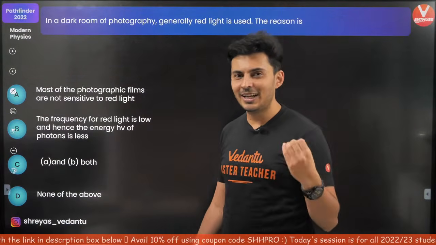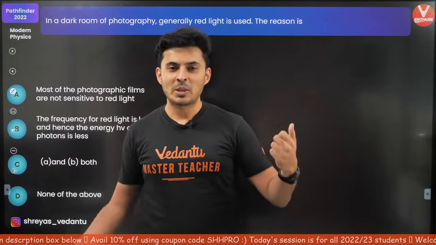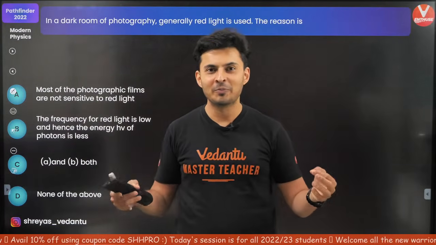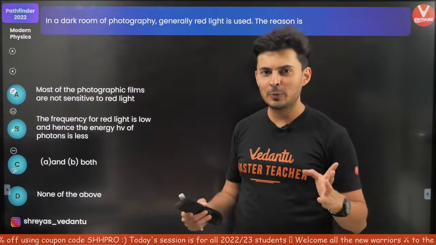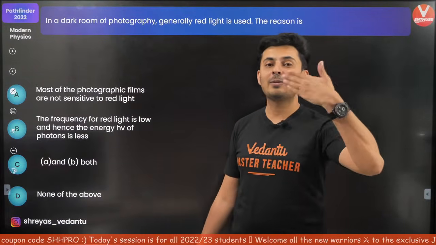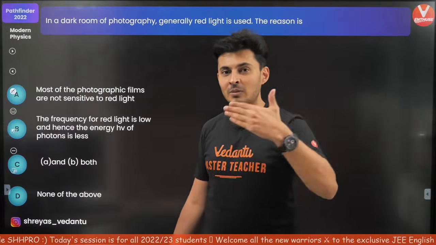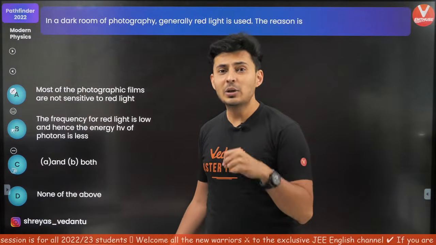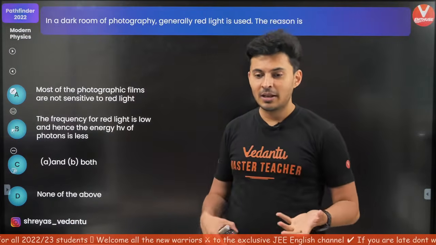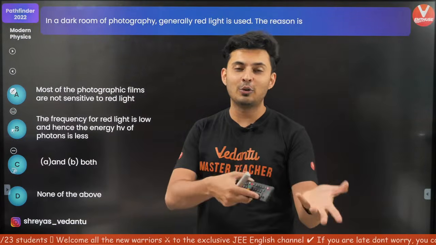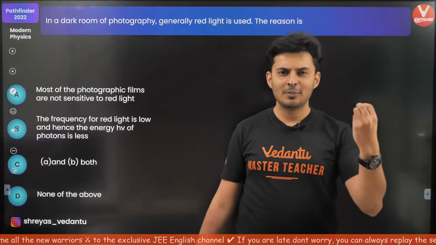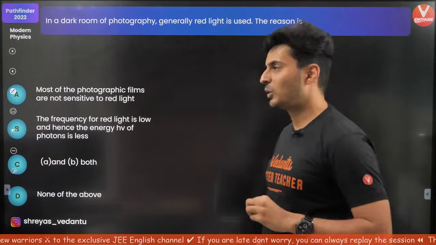A dark room is a room where, long time back, people used to develop photographic plates. In such a room, you do not want the photographic plates to be affected by light. That's why it is called a dark room. But you need some light to see something, and that light should not affect the photographic plates. The light is needed for human beings, but it should not affect the plates.